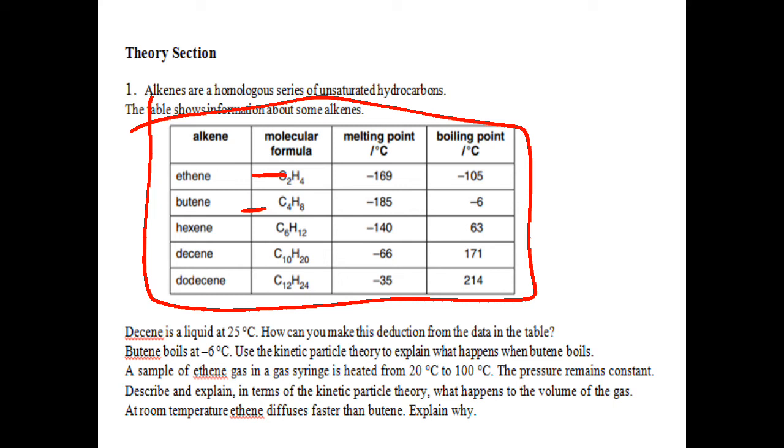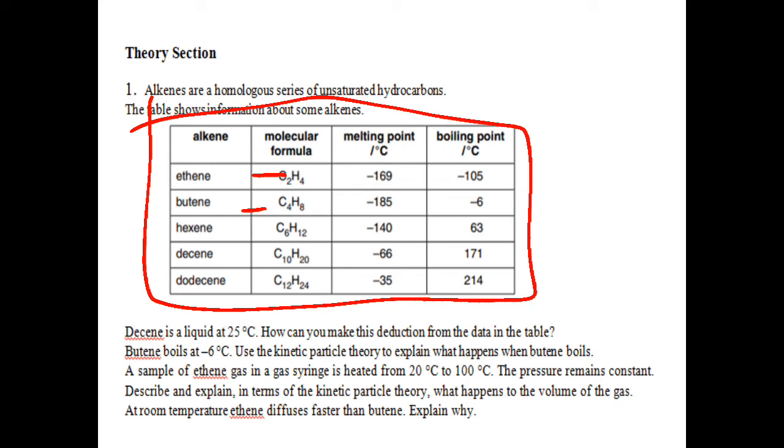Butene boils at -6 degrees Celsius, and use the kinetic particle theory to explain what happens when butene boils. Okay, so this is a very routine question which applies the definition of boiling. A sample of ethene gas in a syringe is heated from 20 to 100 degrees Celsius and the pressure remained constant. Describe and explain in terms of the kinetic particle theory what happens to the volume of the gas.